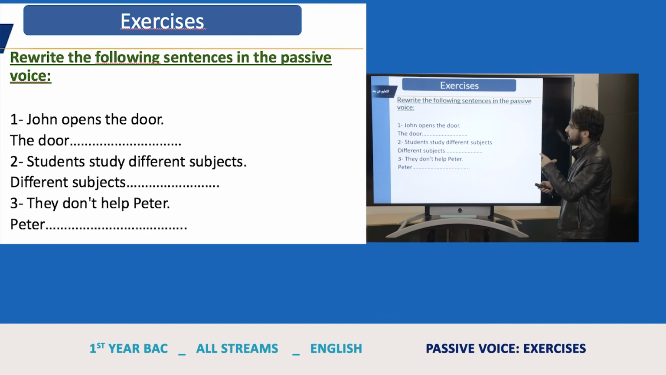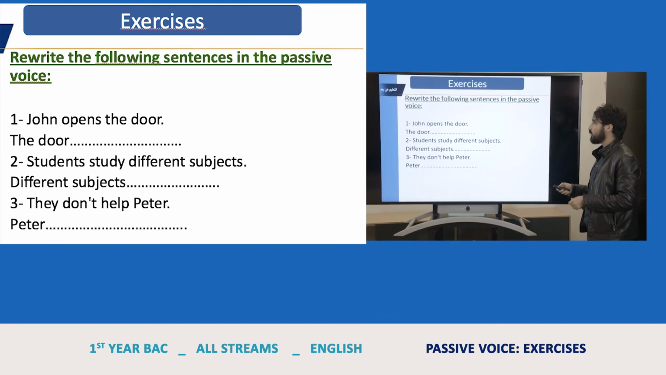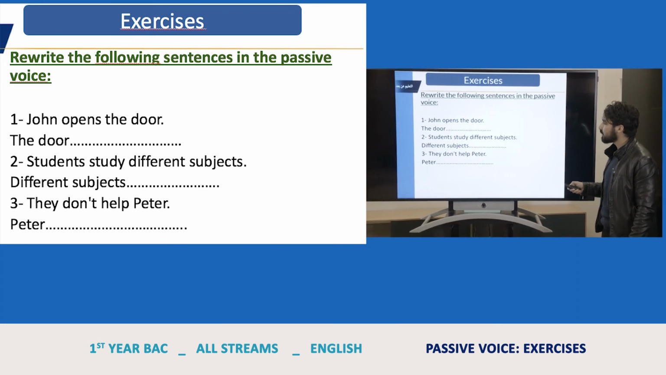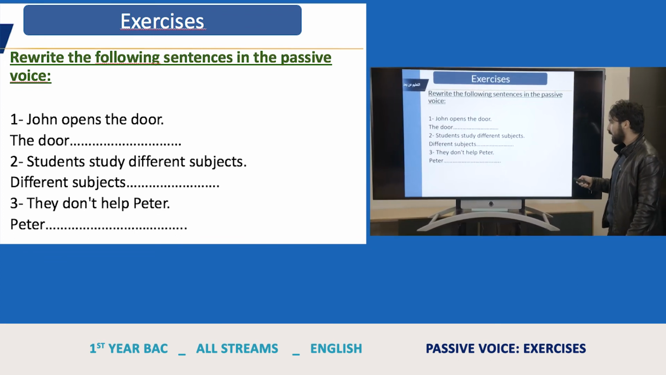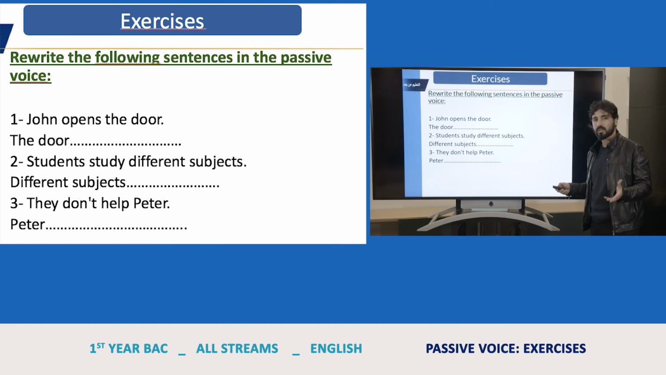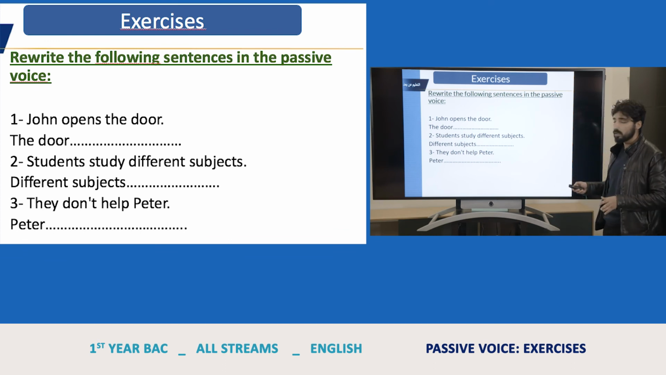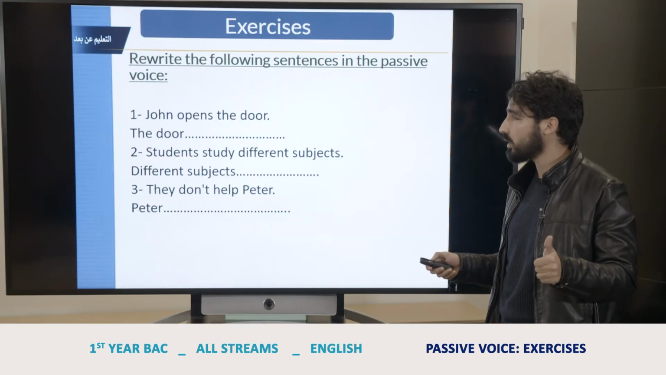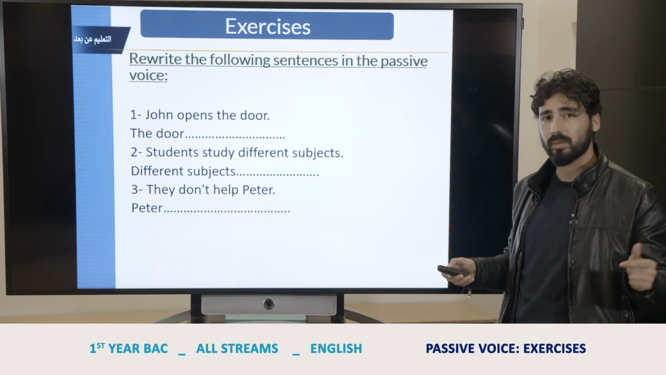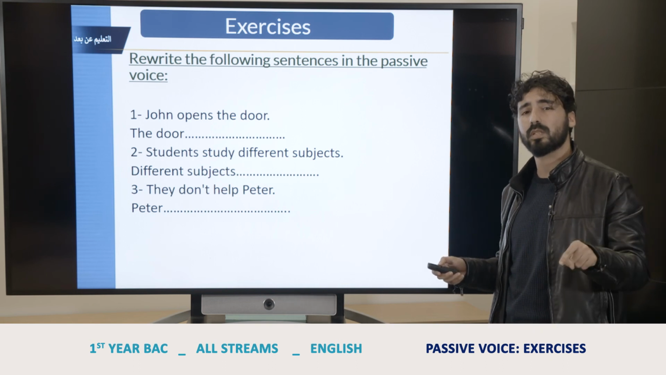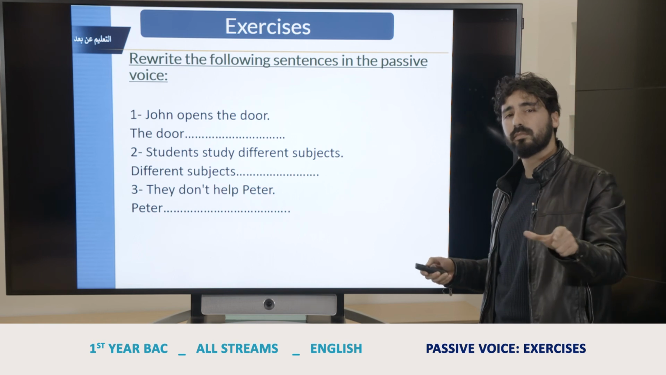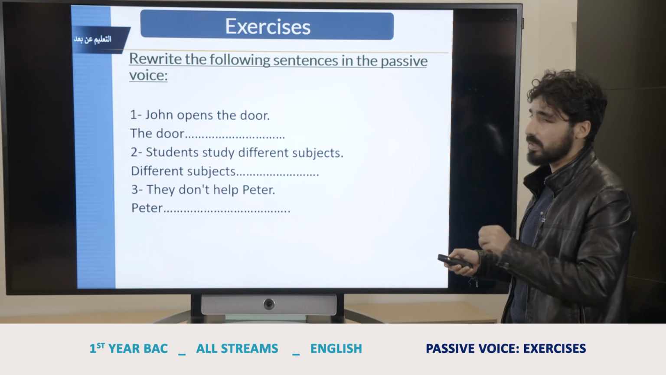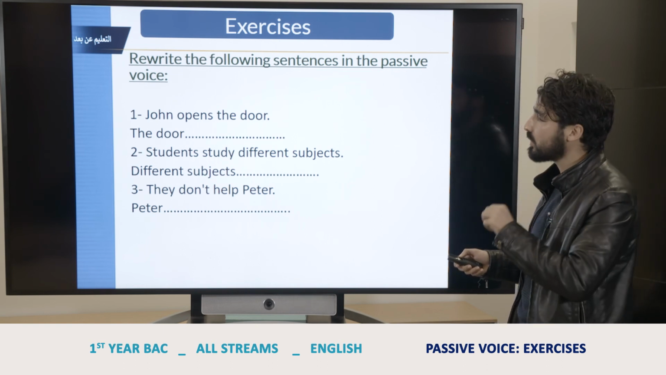For example, in sentence number 1, we have John opens the door. Number 2, students study different subjects. And number 3, they don't help Peter. If you notice, all these sentences are in the present simple, which means in the rule we start with the object, like for example number 1, the door. The rule says in the passive voice we start with the object and later the verb to be, which should also be in the simple present because it follows the active tense.